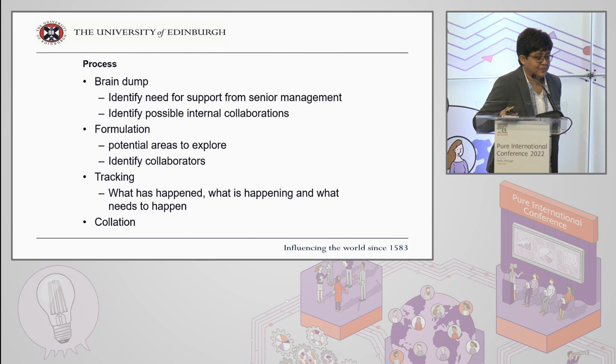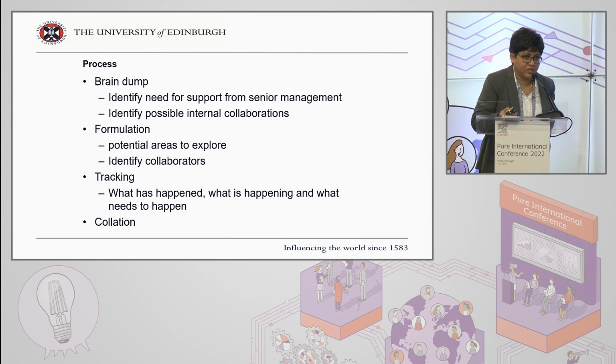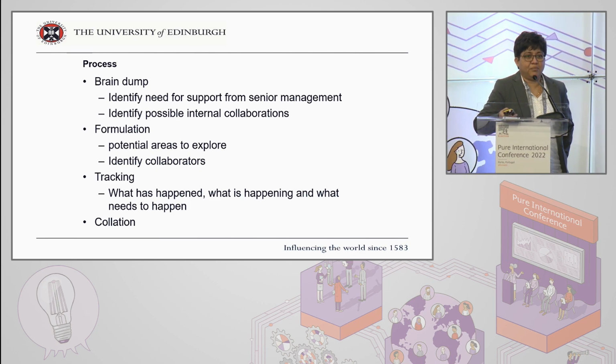In terms of process, this is what the administrators and managers want. They want a place to store their brain dump. Okay, so initial ideas about impact, identifying the needs for support, for example, identifying possible internal collaborations, but you need to have that initial stage. And then you go to formulation. So then you're looking at potential areas to explore, and then identifying collaborators, for example. And then tracking what has to happen, what is happening, what needs to happen. All that needs to be in there for the tracking mechanism for impact as well.